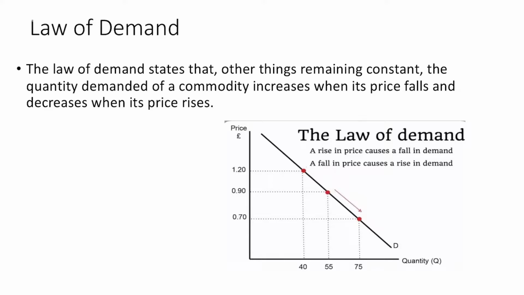Now let's understand the law of demand with the help of the diagram. We can see that as soon as the quantity increases from 40 to 55, the price decreases from 0.90 to 0.70, and vice versa it goes on.